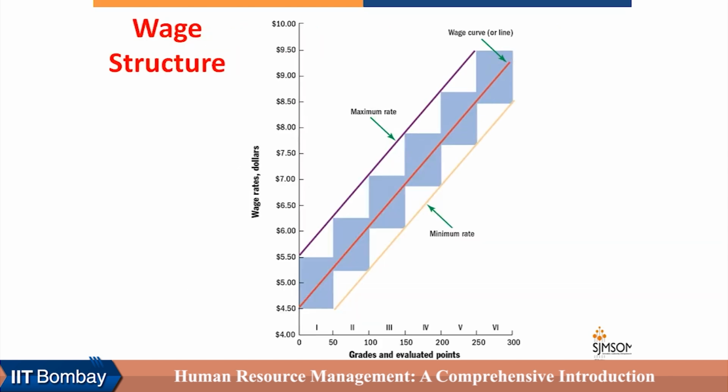So, after we do the wage adjustment for the outliers, a wage structure generally looks like this. It has like 6 bands which cover the range of salary.